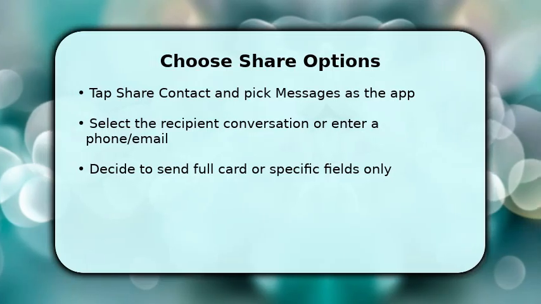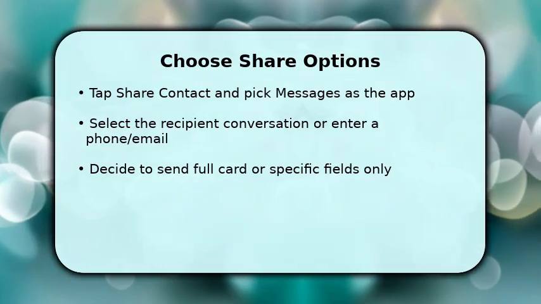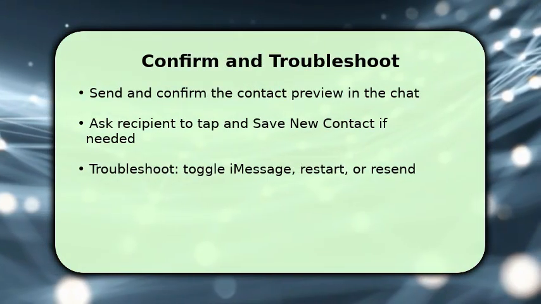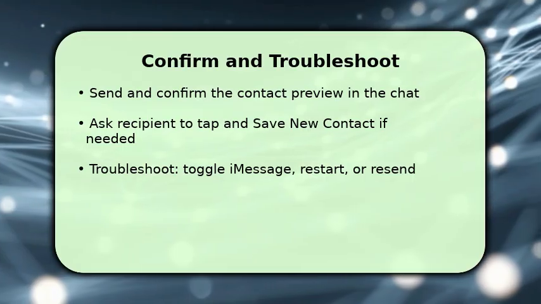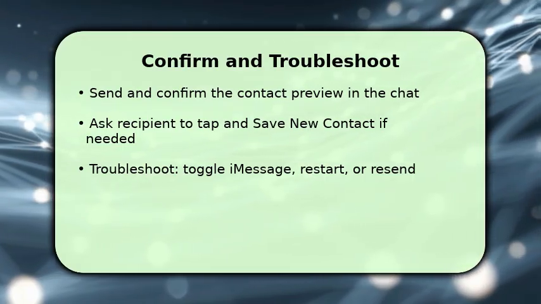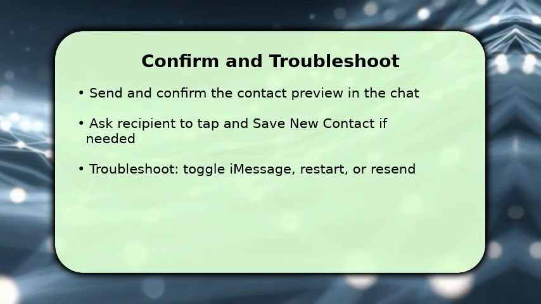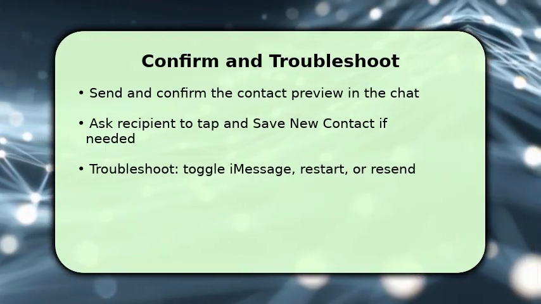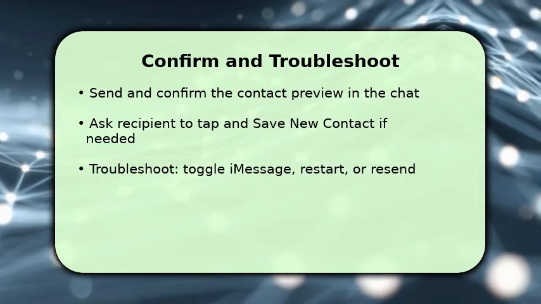Make sure you review the preview in Messages before tapping Send so the correct details are included. After sending, watch the chat bubble to confirm it shows as delivered. If it appears blue, it was sent via iMessage. Green means SMS fallback. Tell the recipient to tap the shared card and choose Save New Contact or Add to Existing Contact to store it.